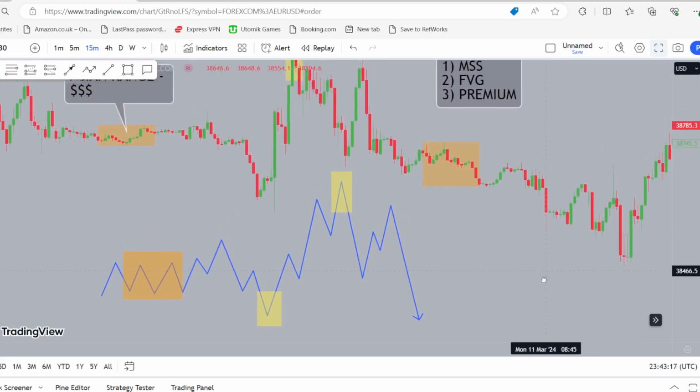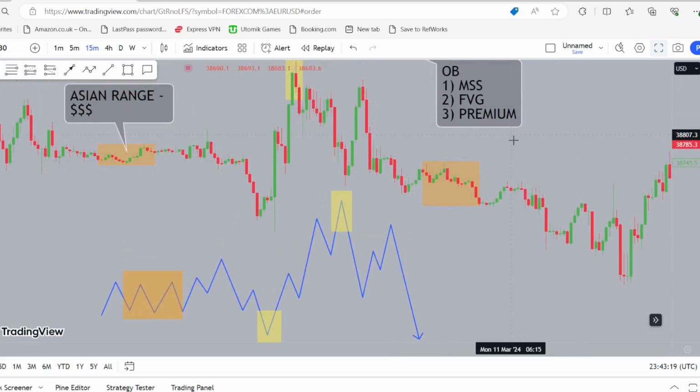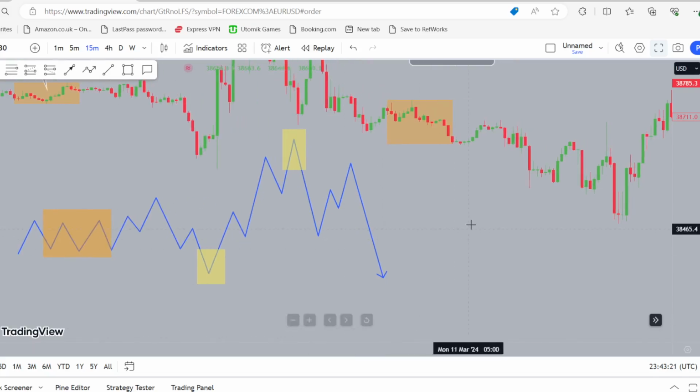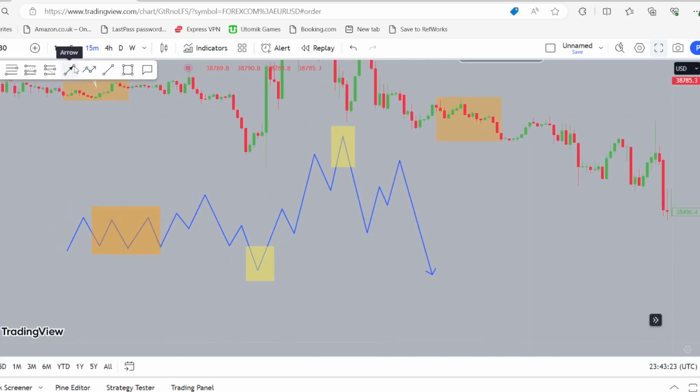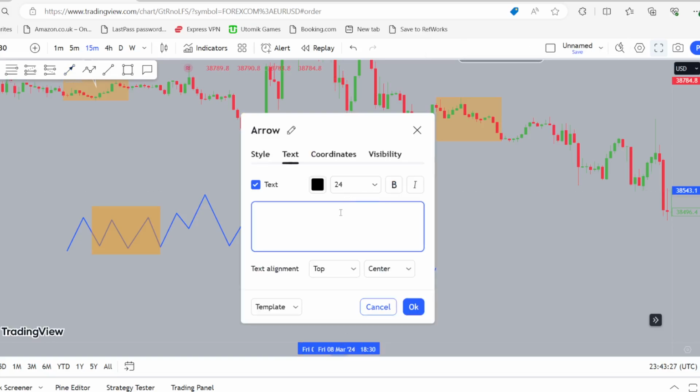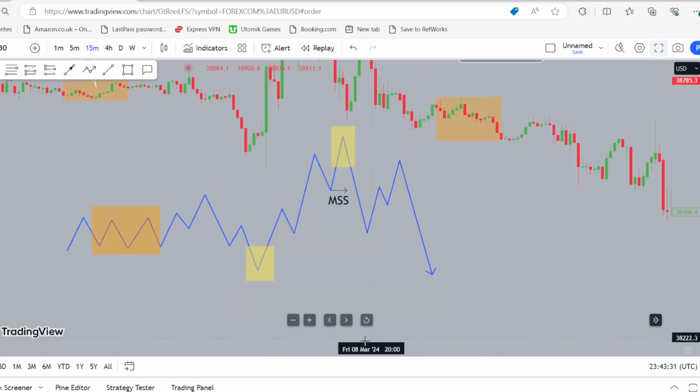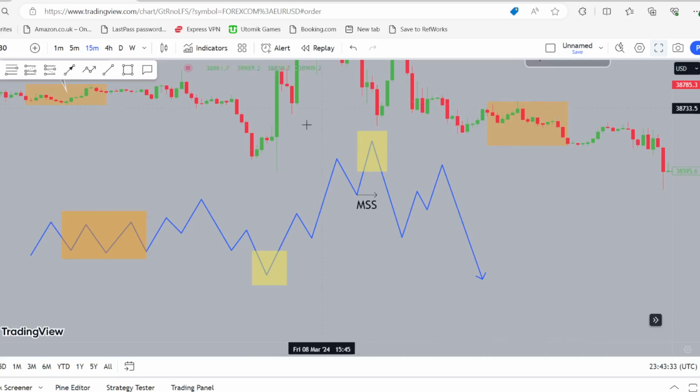Well, you guessed it. We want to see a shift of market structure and a fair value gap, right? Because we already have our higher time frame premium aligning up. So once we have a shift of market structure to the downside, I'm going to label this MSS. Some people call it a BOS, a break of structure. That's perfectly fine. It's the same thing. Now, from this particular region, you need to key off a fair value gap.